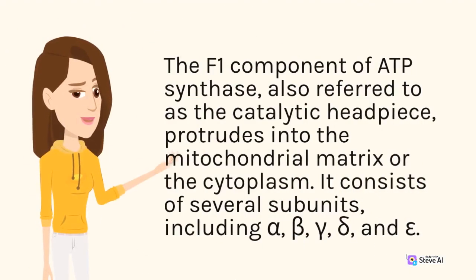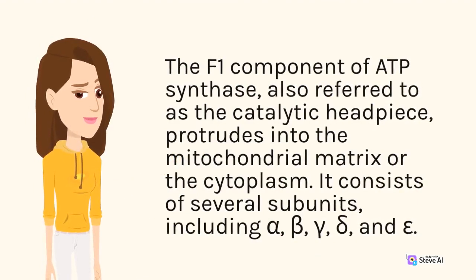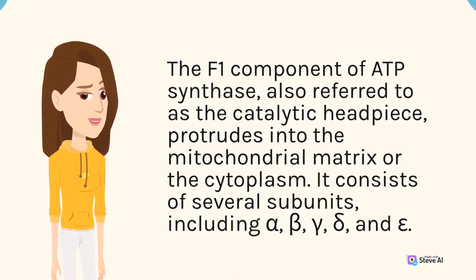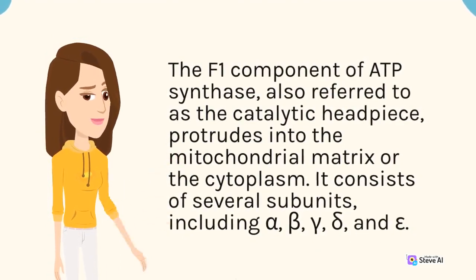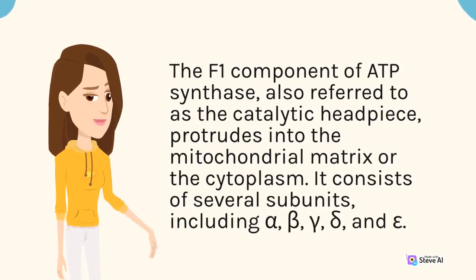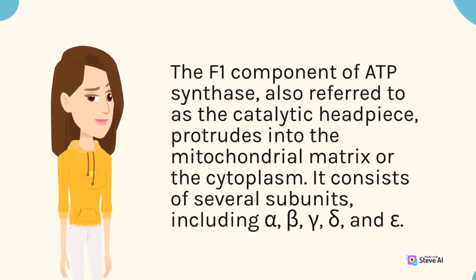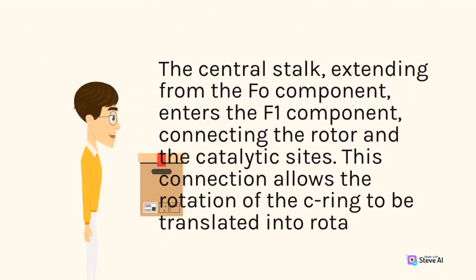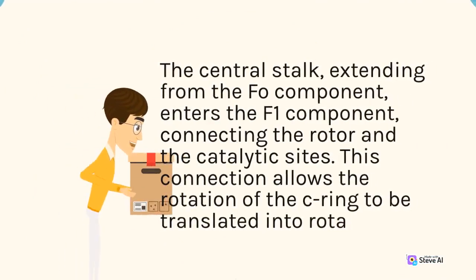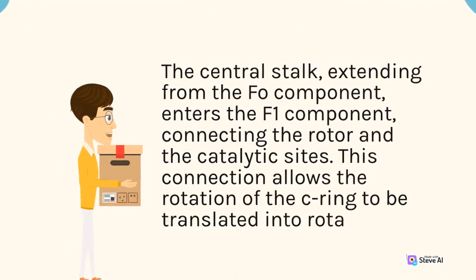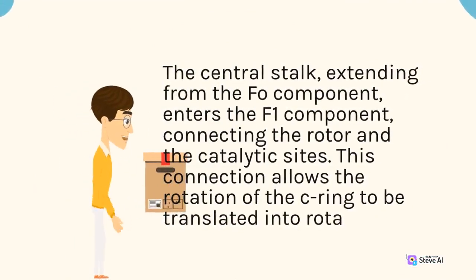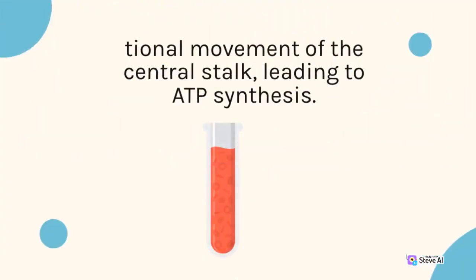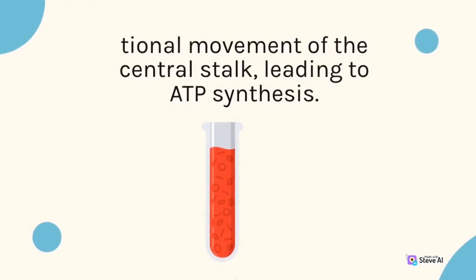The F1 component of ATP synthase, also referred to as the catalytic headpiece, protrudes into the mitochondrial matrix or the cytoplasm. It consists of several subunits, including alpha, beta, gamma, delta, and epsilon. The central stalk, extending from the Fo component, enters the F1 component, connecting the rotor and the catalytic sites. This connection allows the rotation of the c ring to be translated into rotational movement of the central stalk, leading to ATP synthesis.